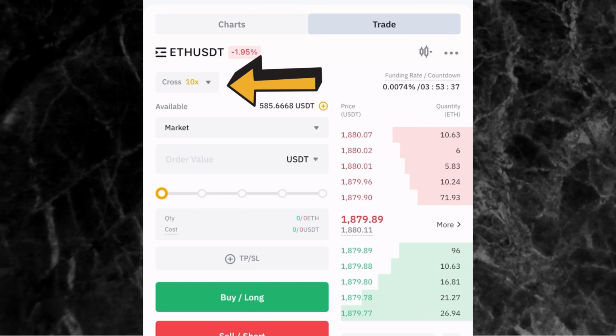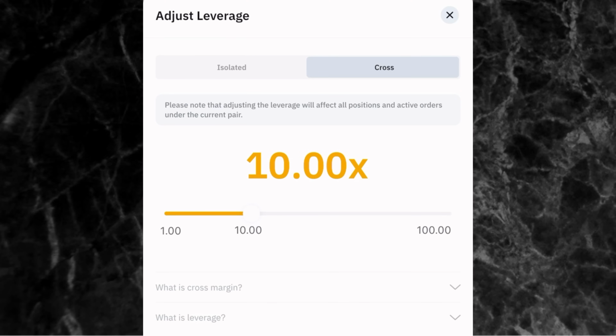Now you can see where the arrow is pointing to, where you have cross 10x. Once you tap on it, you see the option to select either isolated margin or cross margin, and where you can select your leverage. Now we have two main types of margin, isolated and cross margin. What's the difference between them and when can you use one?